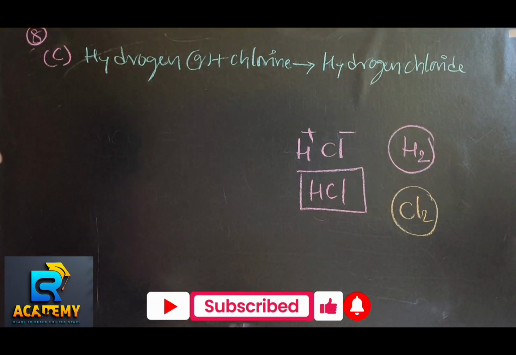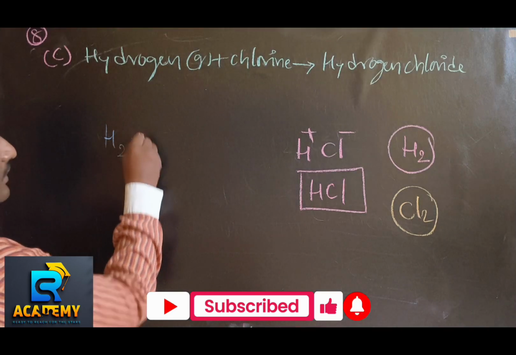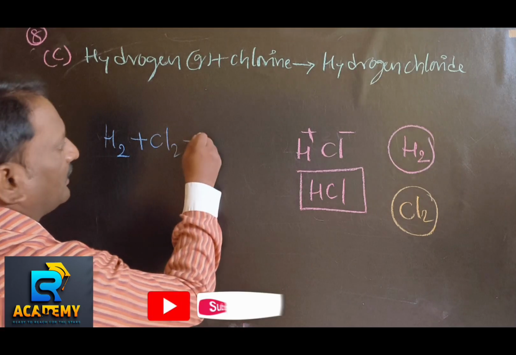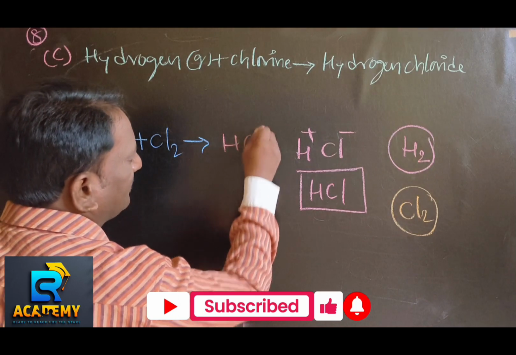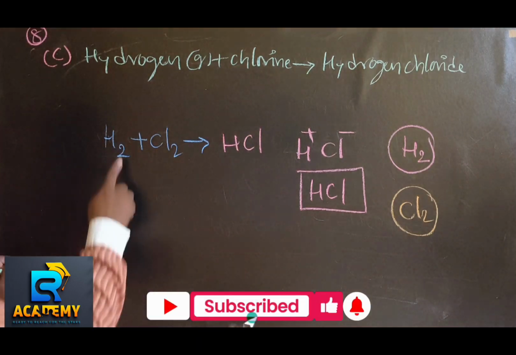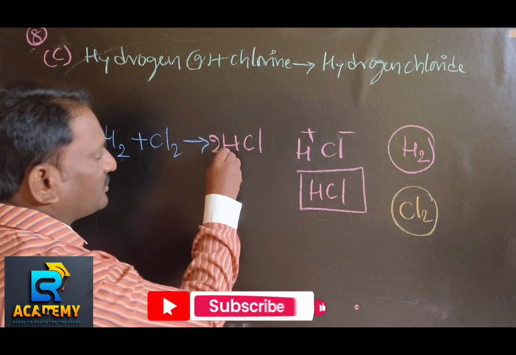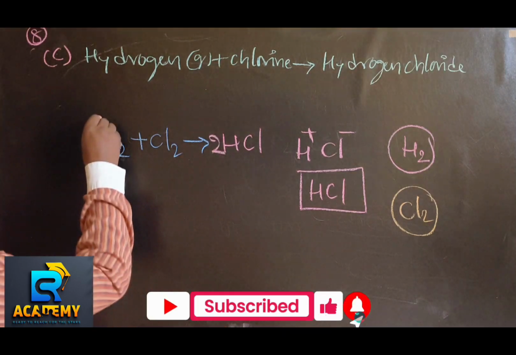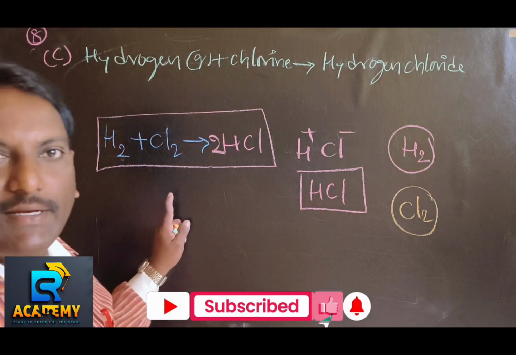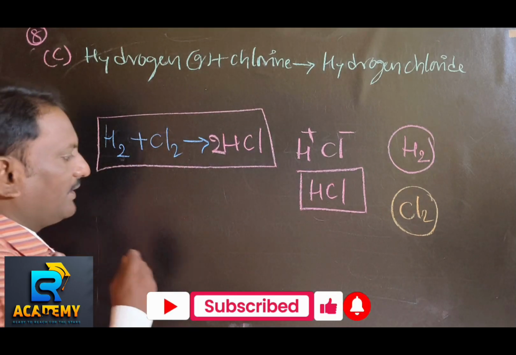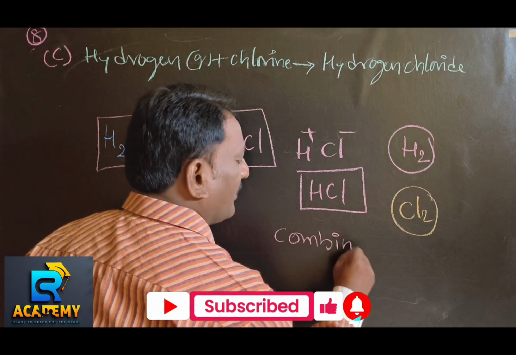So now let us write the equation. Hydrogen reacts with chlorine to give hydrogen chloride, HCl. Here hydrogens are 2, here hydrogen is 1, so it is multiplied by 2. So this is a balanced chemical equation. But what kind of reaction is it? It is a combination reaction. Please make a note of it. Combination reaction.